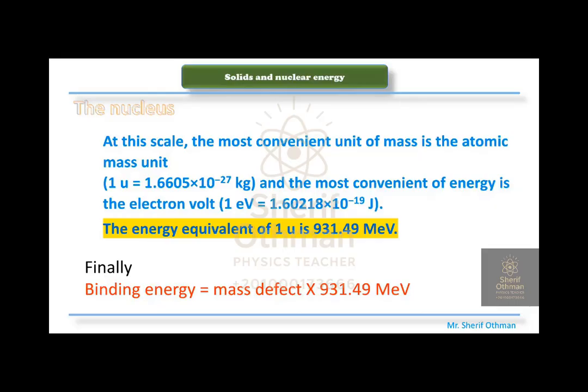And as we said before, if I need to change electron volt into joule, I have to multiply it by the charge of one electron, which is 1.6 times 10 to the power negative 19. If I'm going to change a mass into energy, 1 atomic mass unit provides 931.49 million electron volt, which means any decrease in the mass, any mass defect, multiplied by this amount of energy for each unit will provide the value of binding energy.